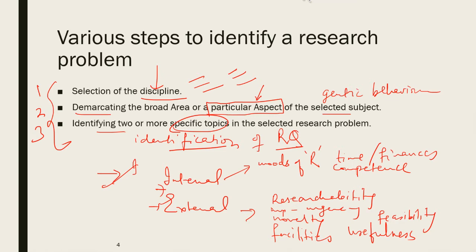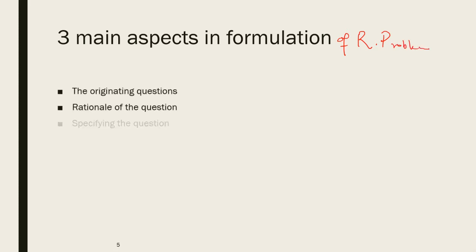There are three aspects in formulation of research problem. The first one is the originating question, the second one is rationale of the question, and the third one is specifying the question. I'll give you details of each. The originating question refers to what one wants to know exactly. It may be discovering new facts or finding out the validity of certain empirical studies.